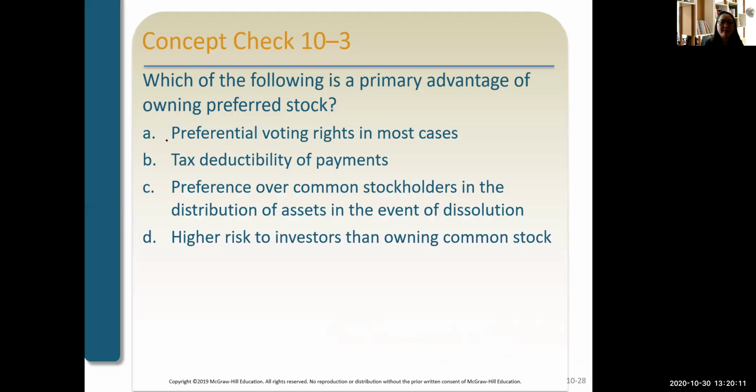Okay, so let's see. Which of the following is a primary advantage of owning preferred stock? A, preferential voting rights in most cases. No, preferred stockholders cannot vote. B, tax deductibility of the payment. No, that's for creditors, the debt holders. C, preference over common stockholders in distribution of assets in the event of dissolution. Yes. D, higher risk to investors than owning common stock. No, common stockholders bear the highest risk out of all the three. Okay.